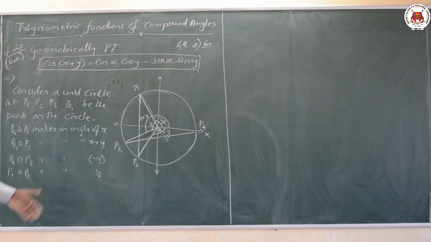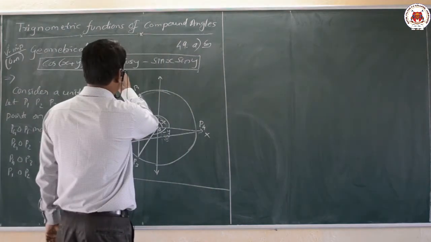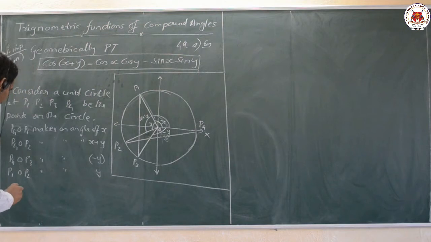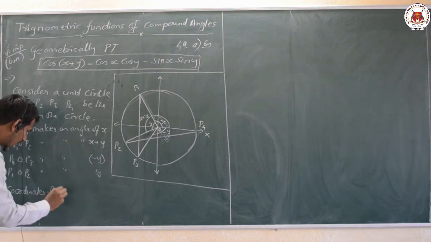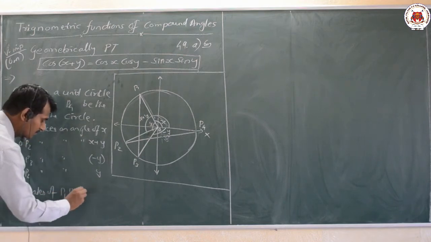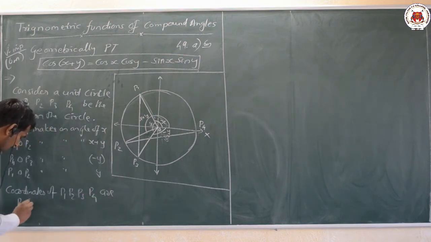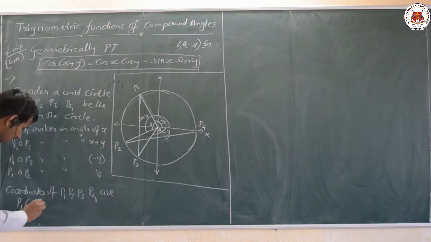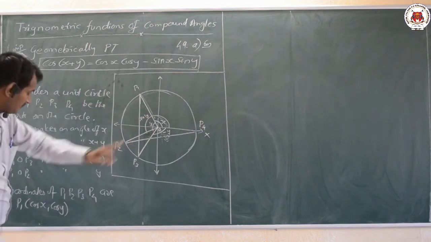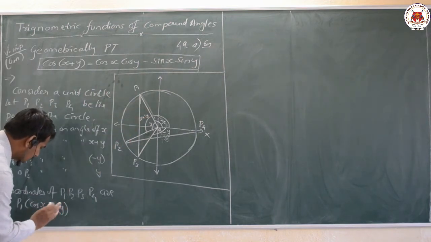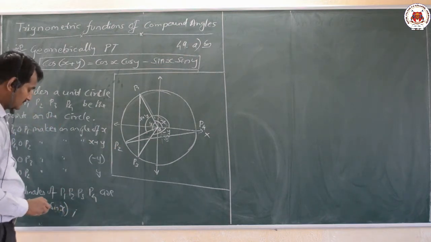Now, what are the coordinates of all these points that we shall take here? According to the figure, the coordinates of P1, P2, P3, P4. The coordinates of P1, what is the angle here, x, so it is cos x and sin x. Dear students, it is cos x and sin x. Next comes the coordinate of P2. Now what is the coordinate of P2?